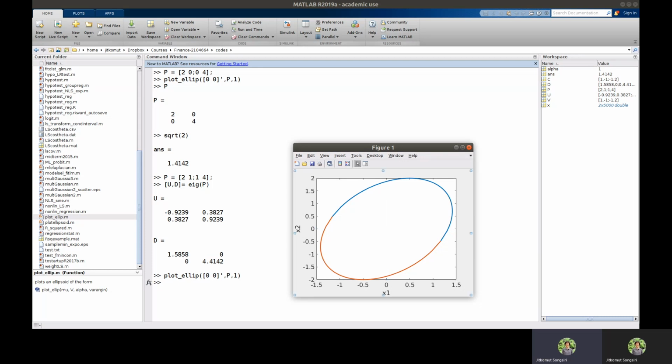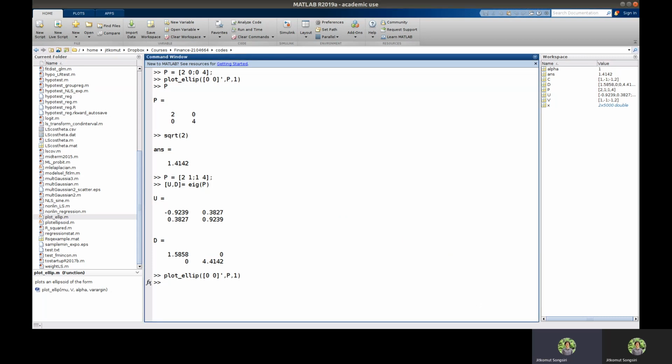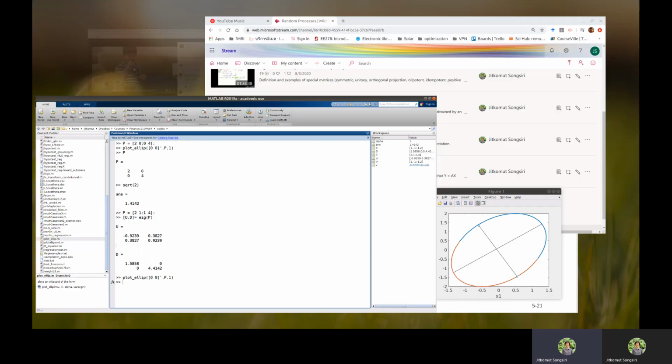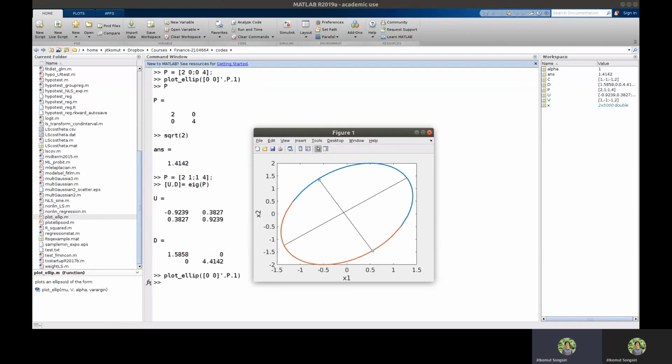Now let's verify the parameters of this ellipsoid. First of all, the principal axes of the ellipsoid have to be in the direction of what? Of the eigenvectors of P. This is the result U. The first column is minus 0.5 and 0.3. The second eigenvector is 0.3 and 0.9. Now let's take a look at the plot.